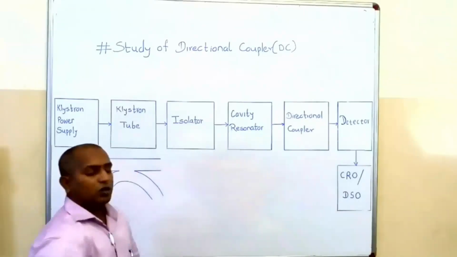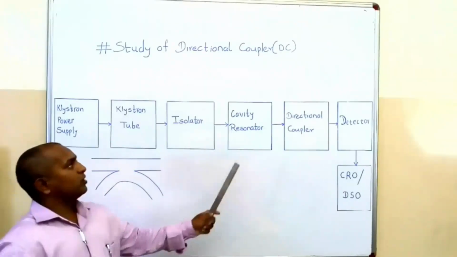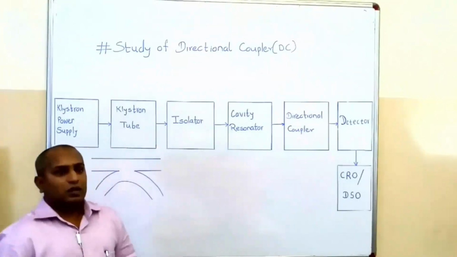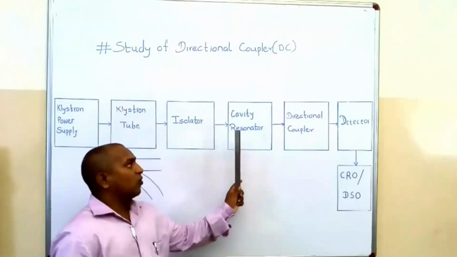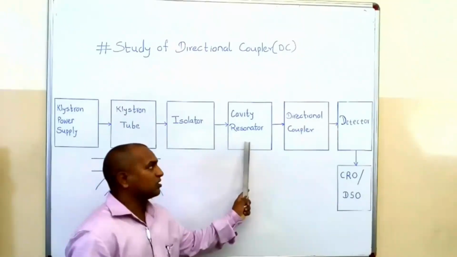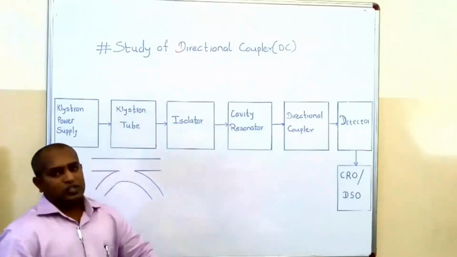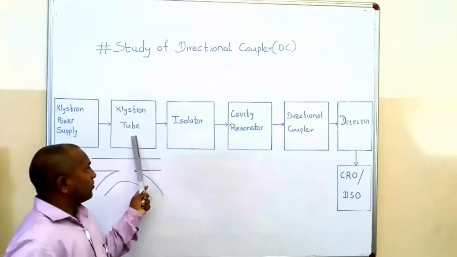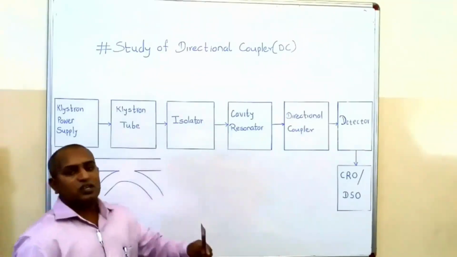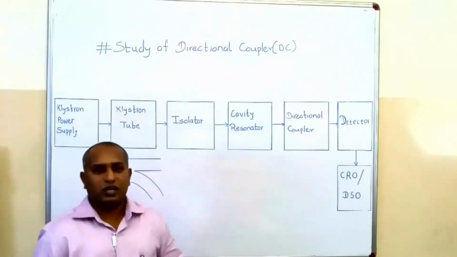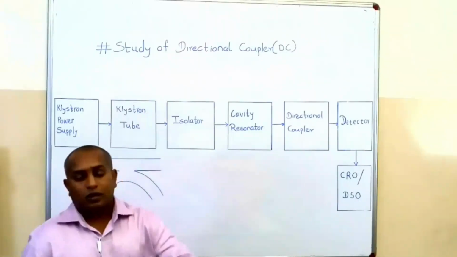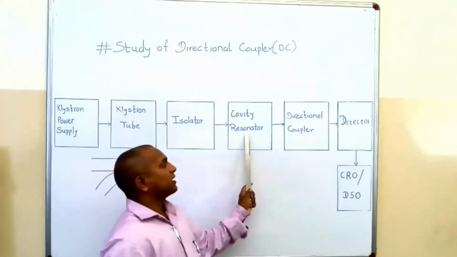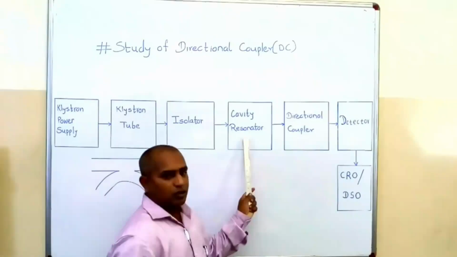The next block of our block diagram is a cavity resonator. Already I told you many times that here the cavity resonator works as a frequency meter. Our oscillator generates a microwave frequency, and this microwave frequency we can't measure directly by using a DSO, CRO or multimeter. So for that purpose we require a cavity resonator, means a frequency meter.